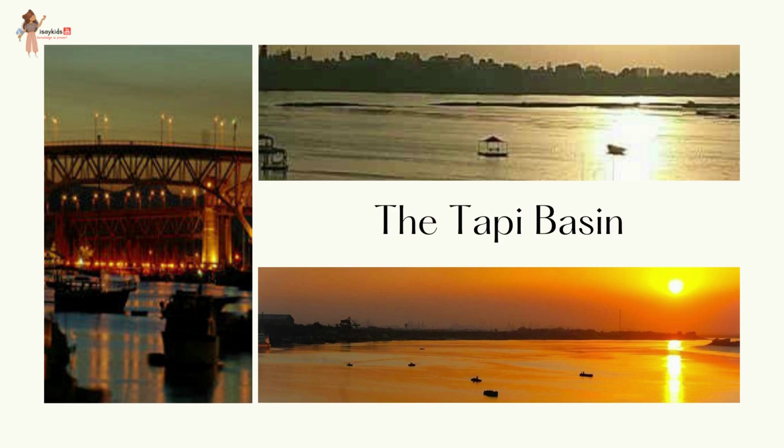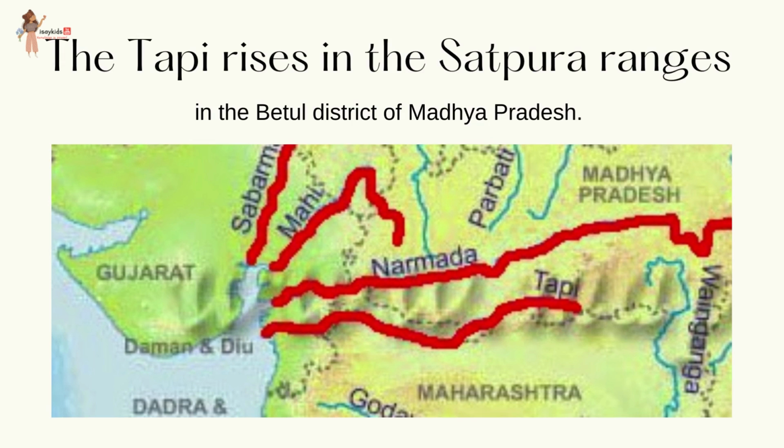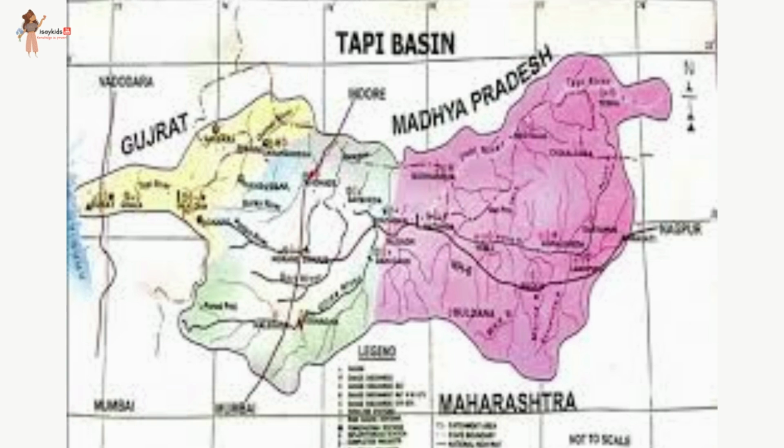The Tapi Basin. The Tapi rises in the Satpura ranges in the Betul district of Madhya Pradesh. It also flows in the Rift Valley parallel to the Narmada, but it is much shorter in length. Its basin covers parts of Madhya Pradesh, Gujarat, and Maharashtra.